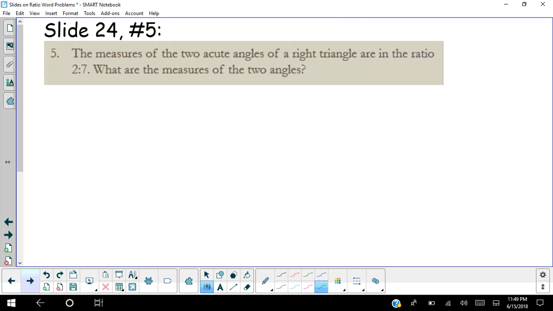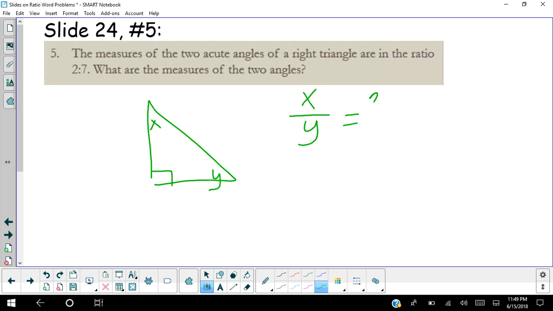Still slide 24, number 5. The measure of two acute angles in a right triangle. I would again draw a picture. So I have my right triangle, and then I'm going to call this acute angle up at the top X, acute angle down at the bottom Y. So X to Y is in the ratio 2 to 7. Okay. What are the measures of the two angles?